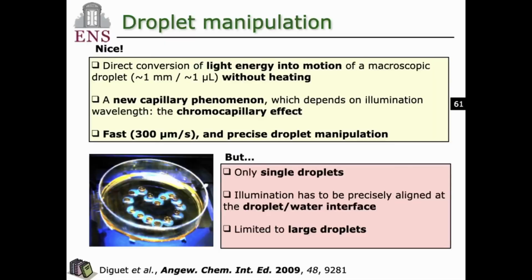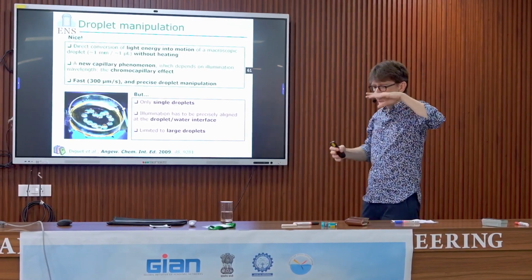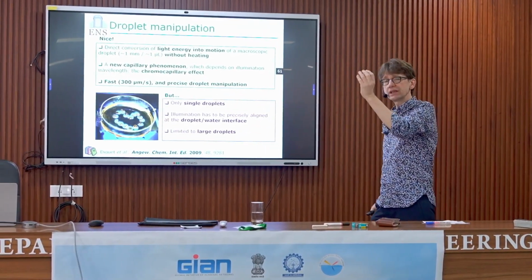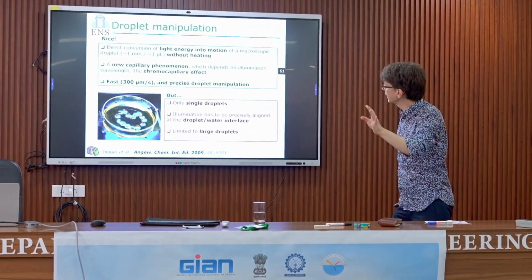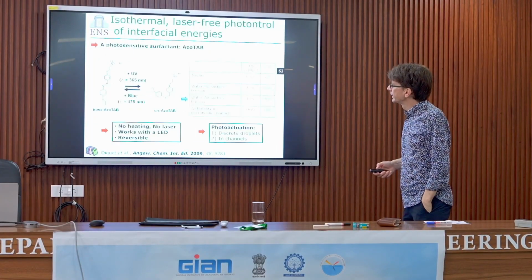But the small problem with this is that here you need to make a gradient at the level of your droplet. So it means that either you deal with big droplets, or you are very good in optics and you make something very precise, which is not my case. So I wanted to find something a little bit simpler.